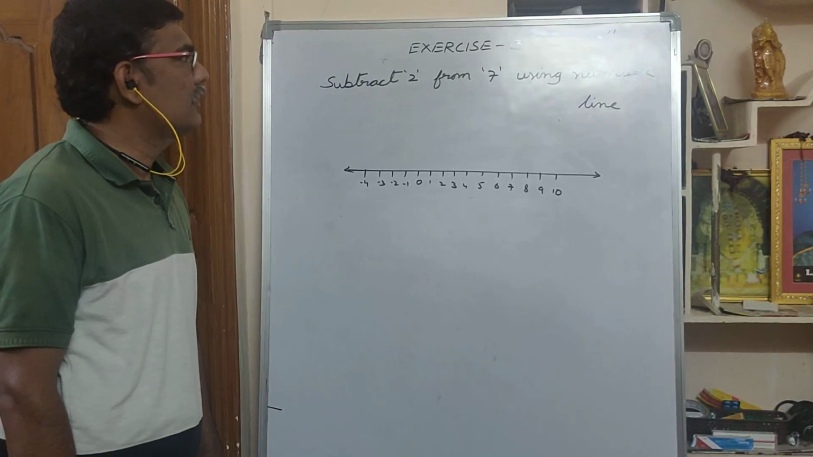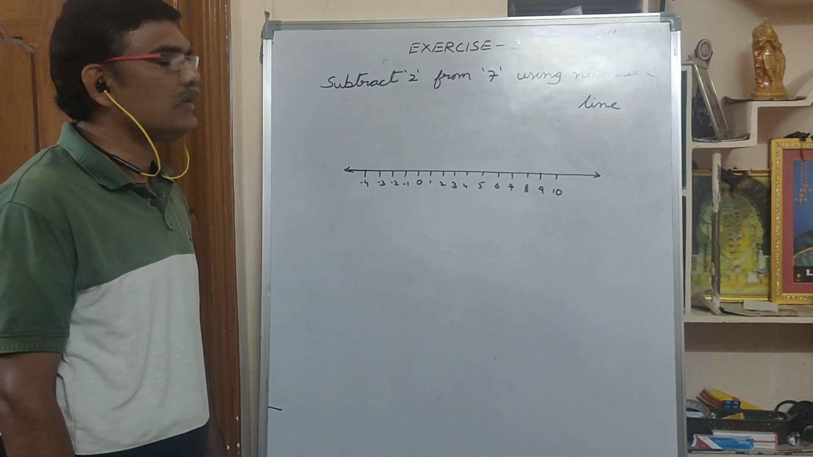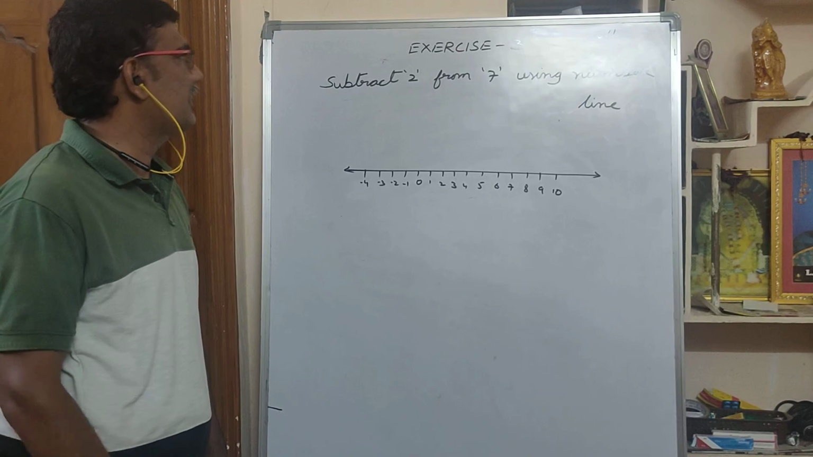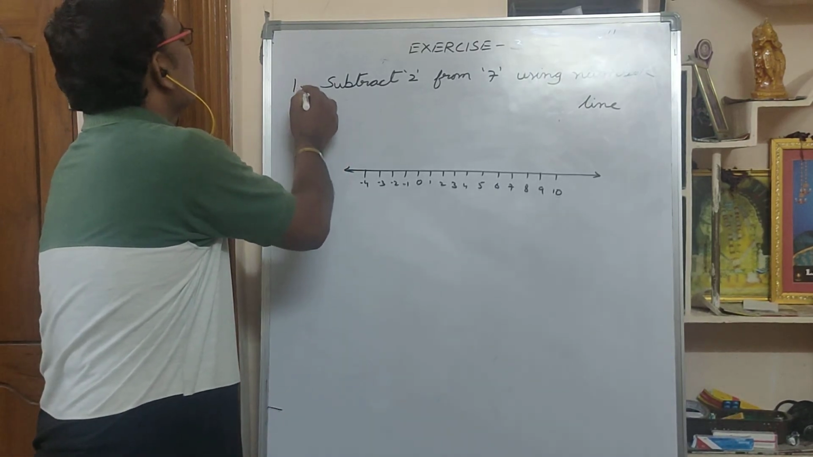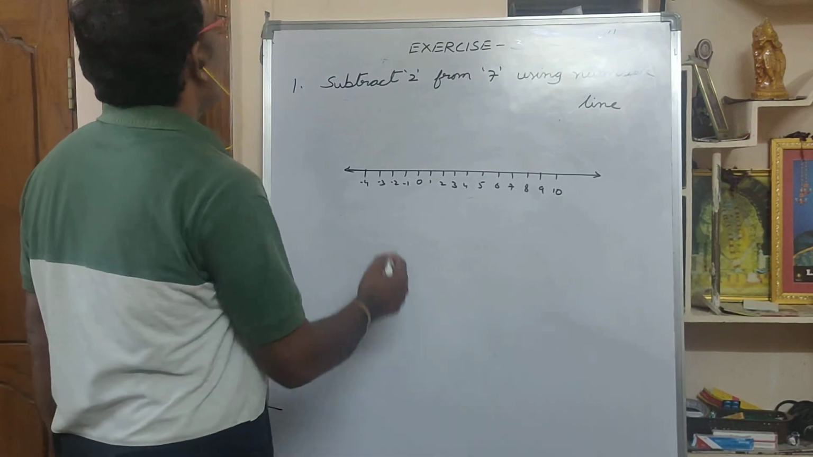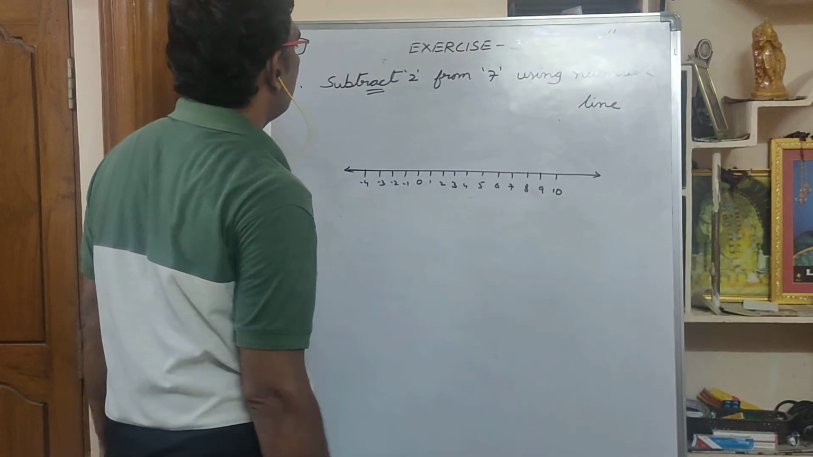Good morning, students. Today we'll discuss exercise number 3 for 7th class students. So, in exercise 3, the first question is: subtract 2 from 7 using number line. How to do subtraction? By using number line.